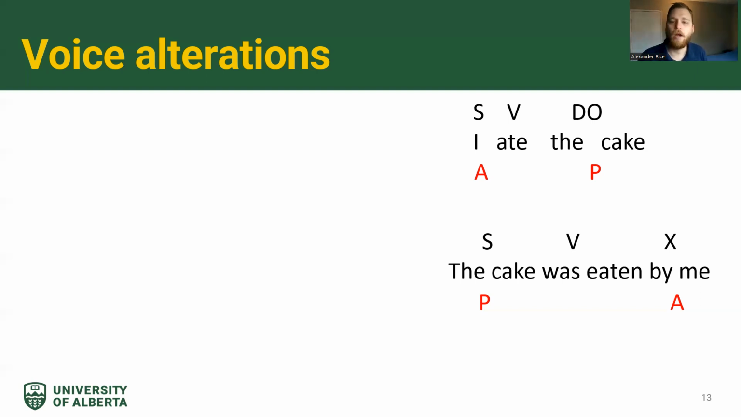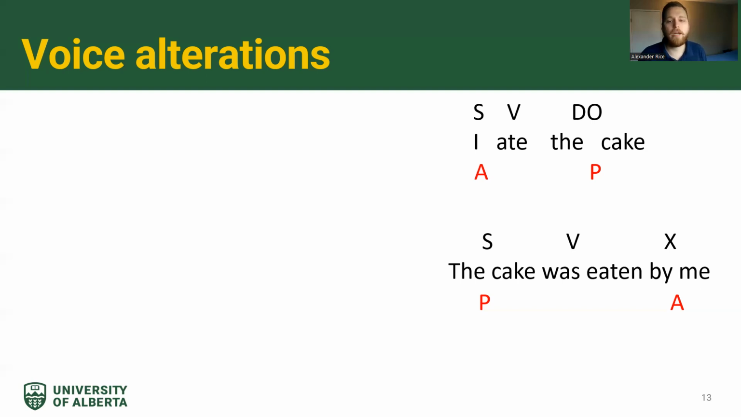The answer is yes. So this one down here does mean something a little bit different. I still ate the cake. But when I say the cake was eaten by me, I am drawing your attention to the cake and not to me. I am emphasizing the patient, the cake, and I am de-emphasizing who ate the cake, the agent, or me. In other words, the fact that it was me who ate the cake in this latter sentence is not really important anymore. The thing the speaker is making important here is the cake and the fact that it was eaten.